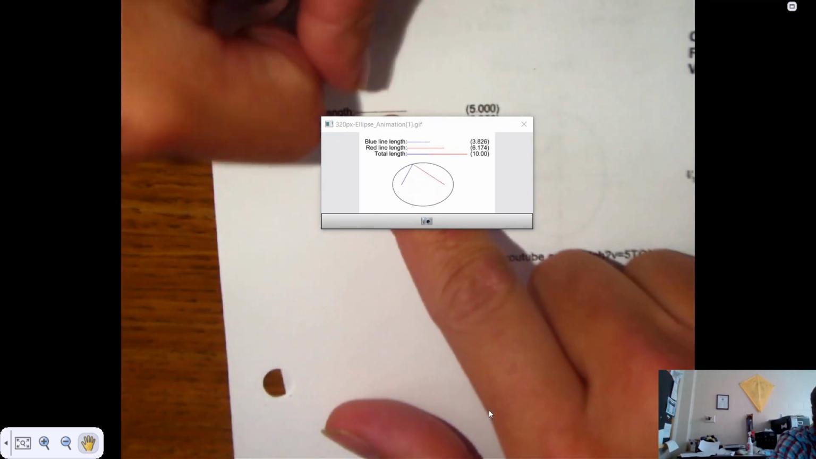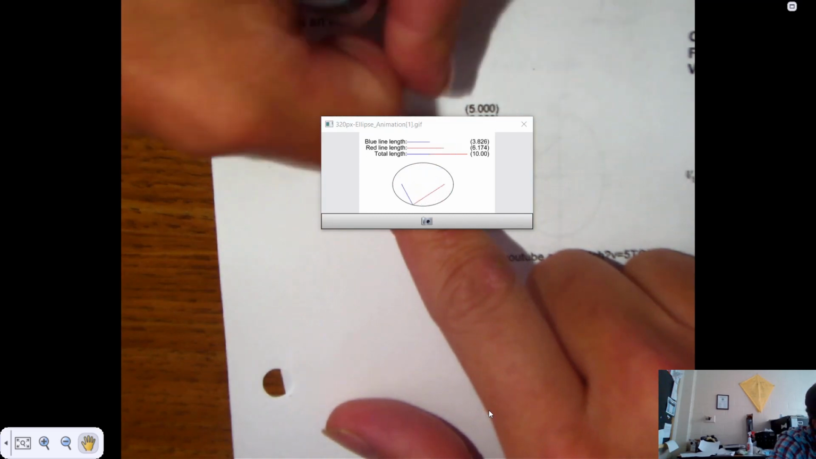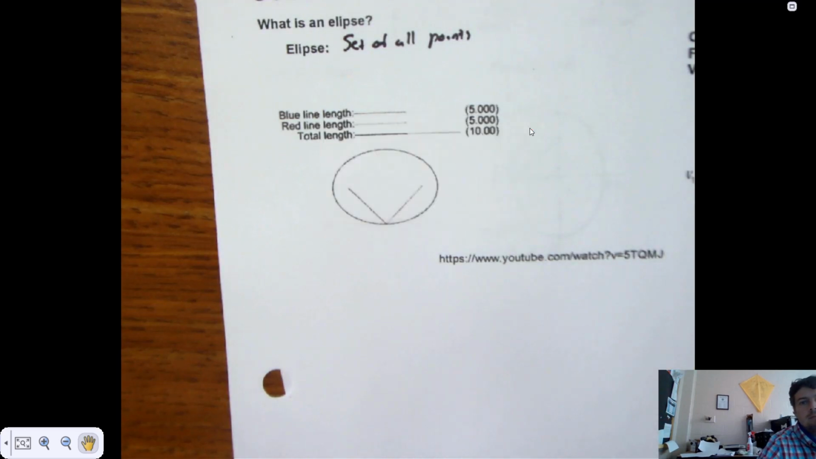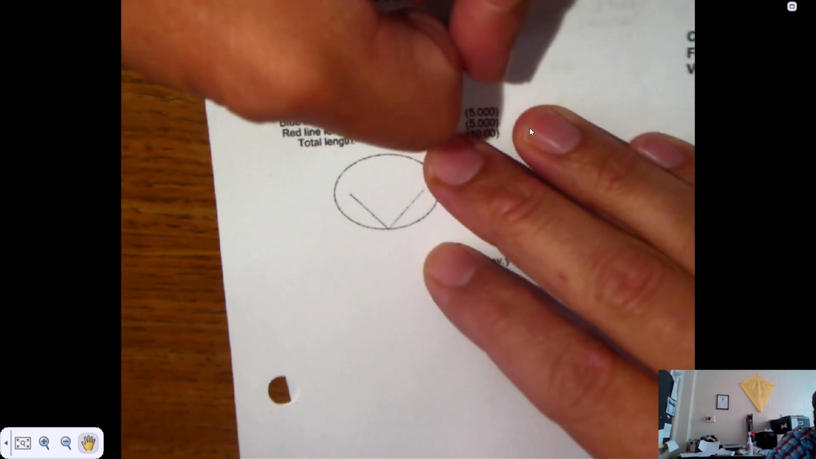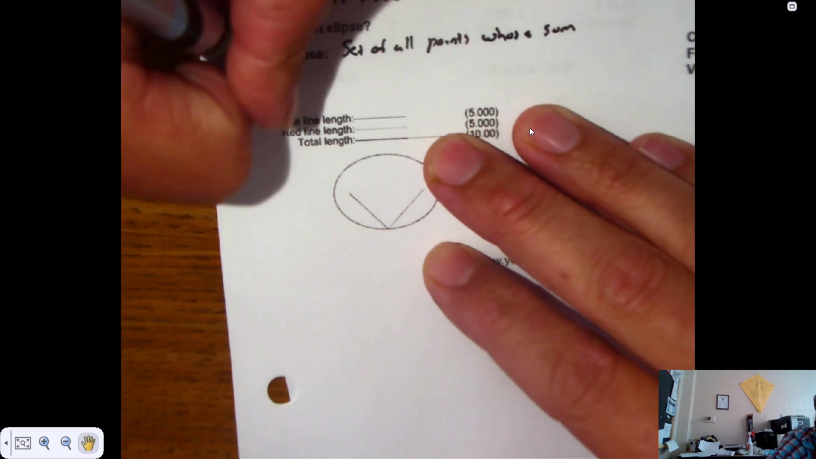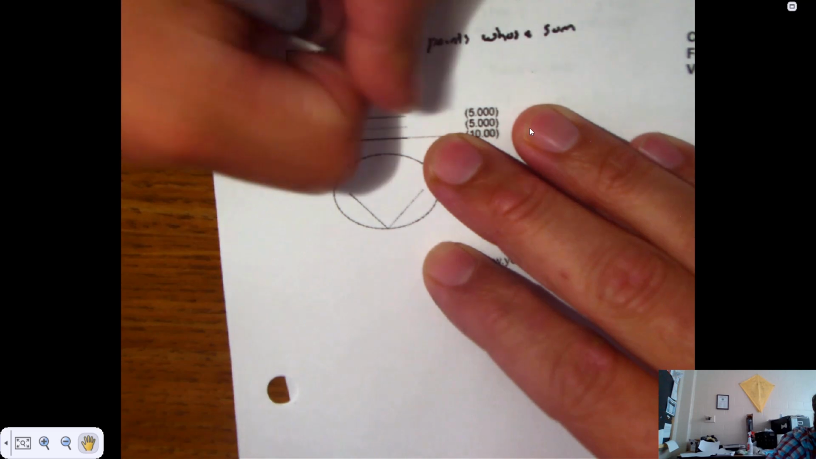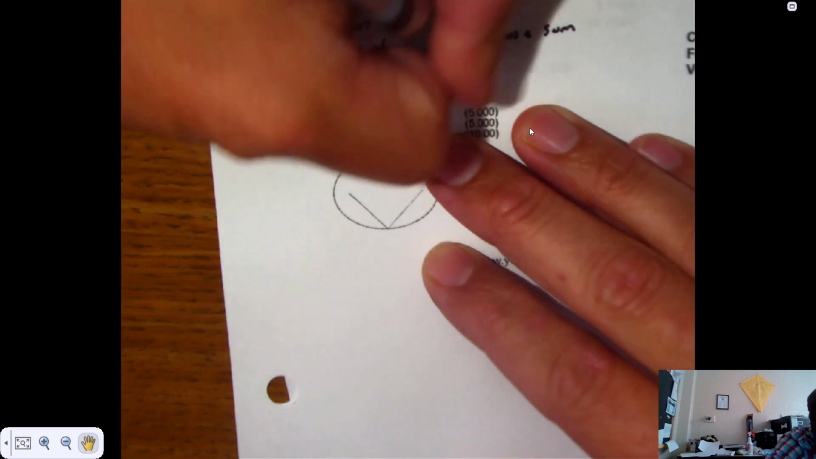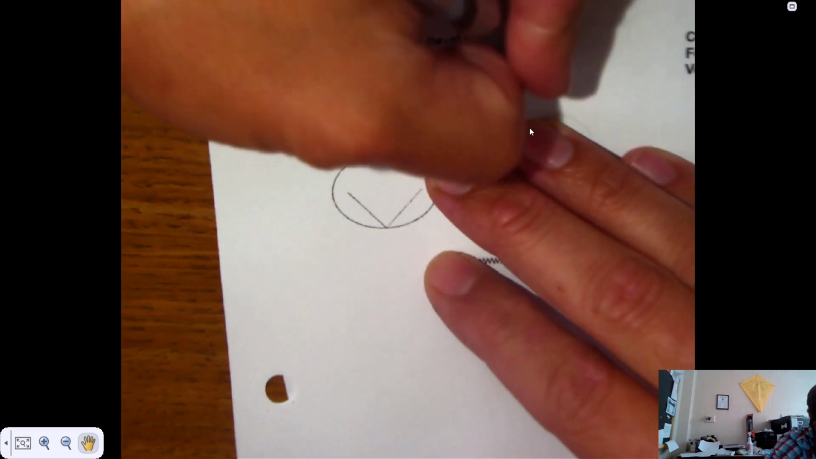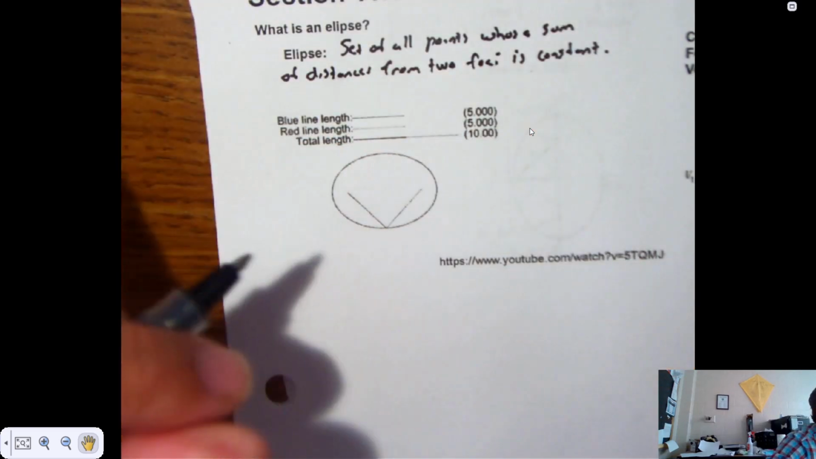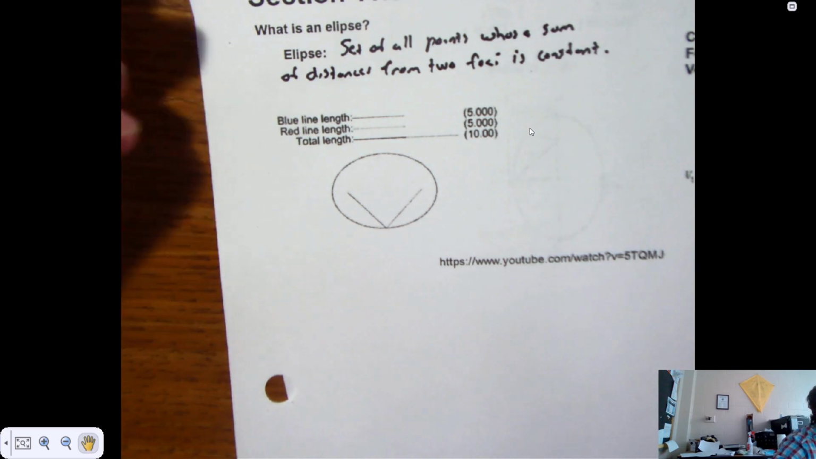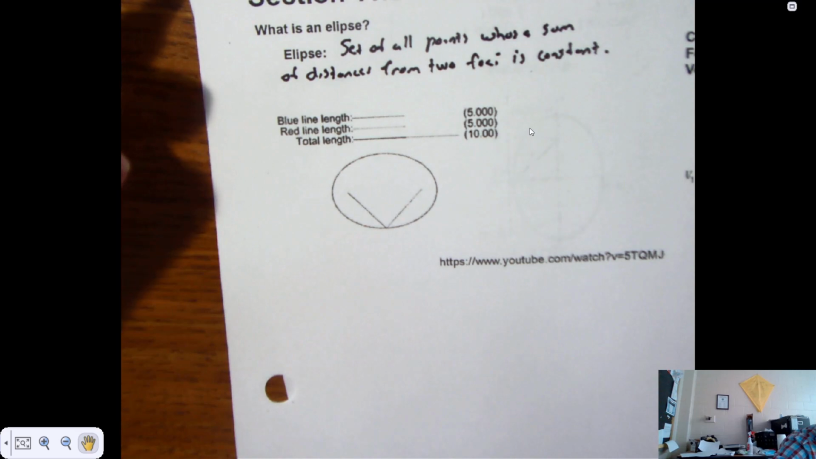An ellipse is the set of all points whose sum of distances from 2 foci is constant. Like in that example, let's say 10. The whole time it was always 10. So the sum of the distances from 2 foci is constant. That's the mathematical definition.